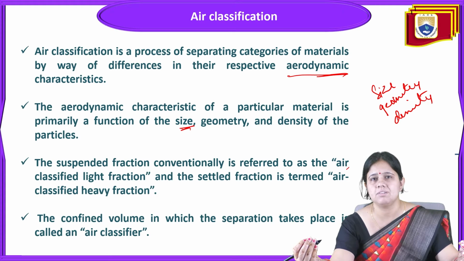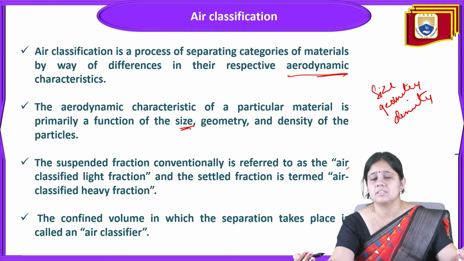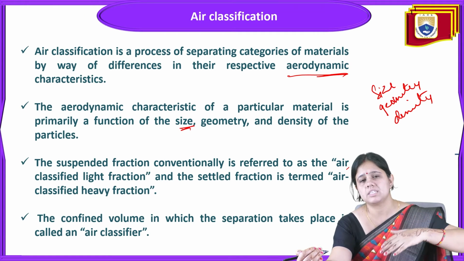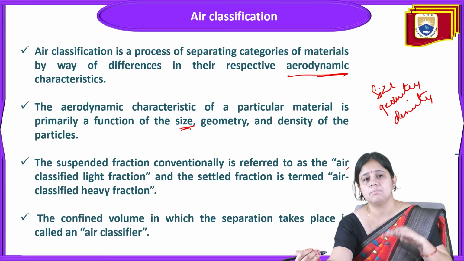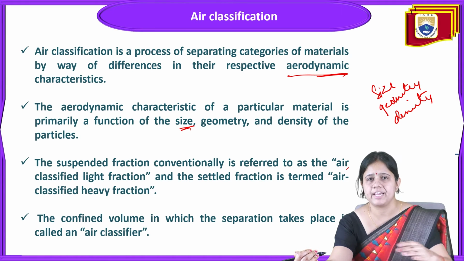Obviously if its density is less, then it can be denoted as the air classified light fraction, and the settled fraction is termed the air classified heavy fraction. So on the basis of size, geometry and density, it will be separated. Those which are separated are called the air classified light fraction, and those which are not separated are the settled fraction. Those having a very high density will automatically settle at the bottom of the tank. So this settled fraction is called the air classified heavy fraction.